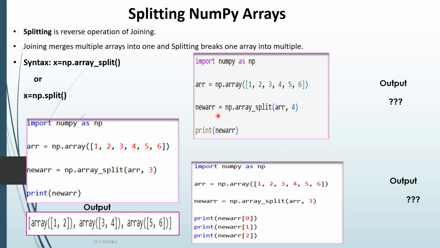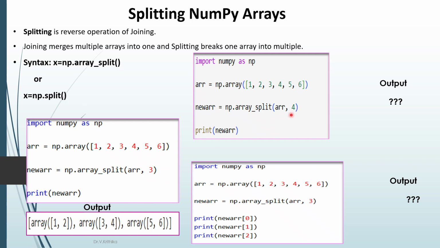Next is about splitting the arrays. So it is about np.array_split. Or we can just write it as np.split also. Anything can be used. So here we have an array with values 1, 2, 3, 4, 5 and 6. Now we want to split the array, and we give the number of arrays we want. So we give it as 3. So the first array will have 1, 2, then 3, 4 and 5, 6. It means I want 3 arrays to be split. So this is how you get it.